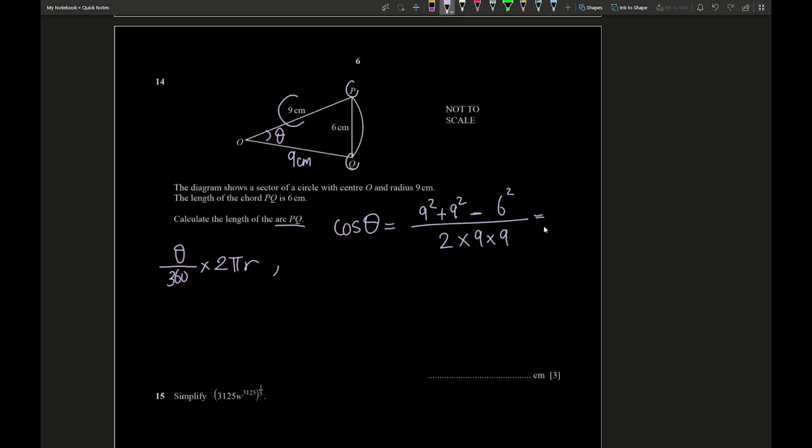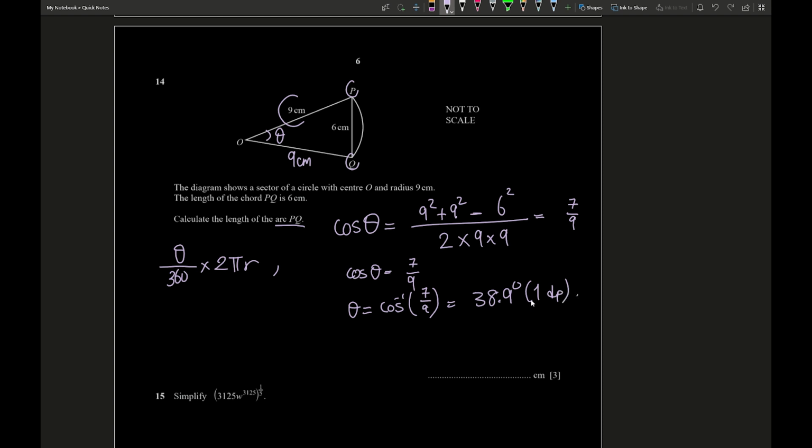Let me just put down my calculator. This is equal to 7 over 9. So cosine theta is equal to 7 over 9. And to find theta, you just have to take the inverse of cosine. So theta is equal to the inverse cosine of 7 over 9, which is equal to 38.9 degrees, rounded to one decimal place.